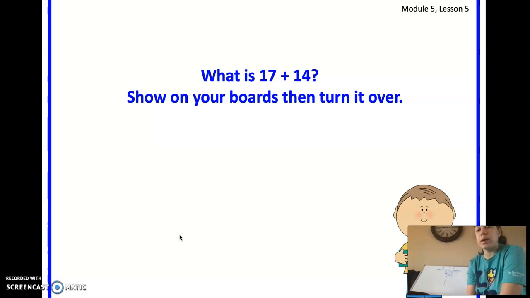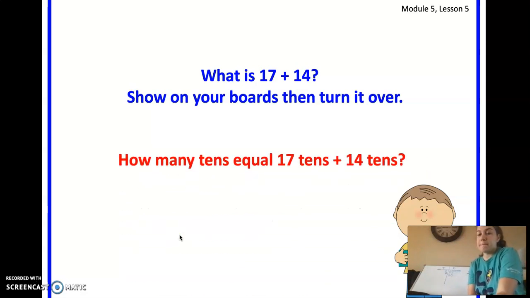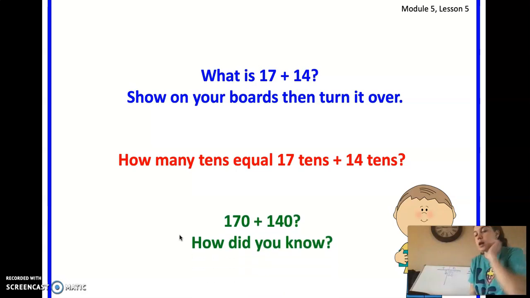Good, it would be 31 because you're just adding one more from 13 to 14. So your answer would just be one more. How many tens equal 17 tens and 14 tens? Good, 31 tens because you're only adding one more 10. And what's 170 plus 140? Good, 310.